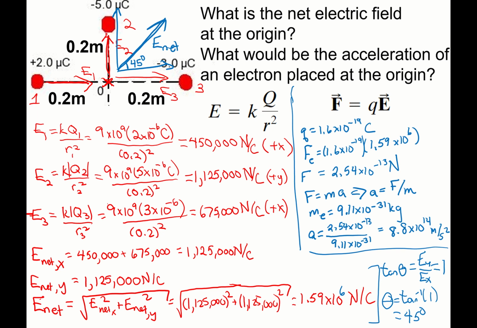Okay, what would the direction of the acceleration be? Well, remember, an electron has a negative charge, so the acceleration would be opposite to the electric field, so it would be down and to the left. Okay, so we add electric fields just like we added vectors.